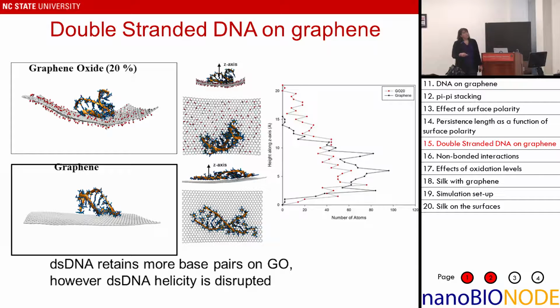And for graphene oxide, again, the DNA is strongly bound through hydrogen bonds to the surface of the graphene oxide and retains most of the base pairs. However, it loses its helicity. So this high oxidation level of graphene oxide is actually also not maintaining the helicity of double-stranded DNA. So if we're comparing it here, again, this is the height distribution. We can see that in the case of double-stranded DNA, again, it spreads more on the graphene than graphene oxide. However, the difference here is less than in the case of single-stranded DNA.